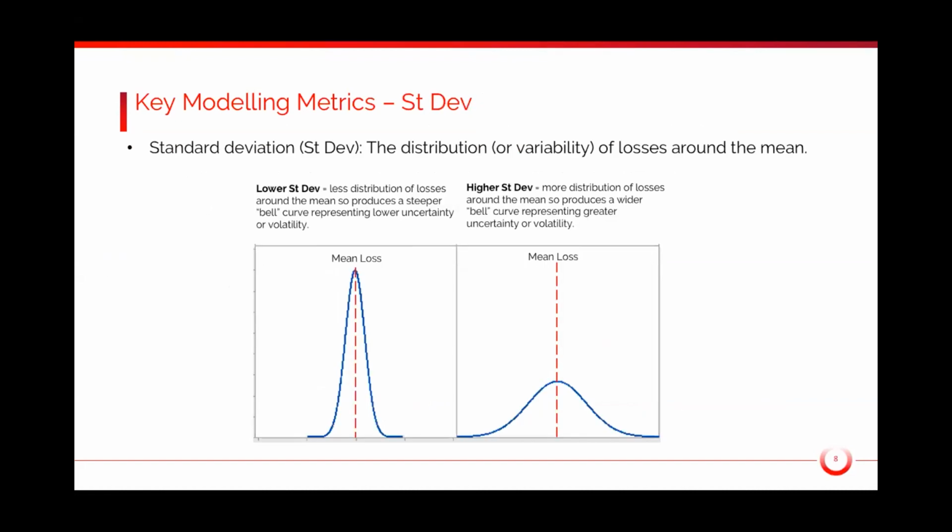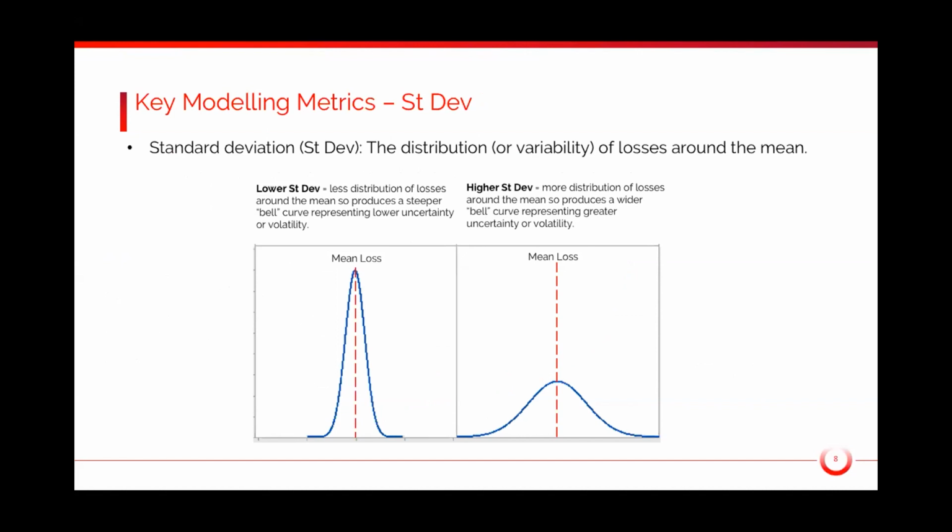And I just want to move on to standard deviation. This might take a lot of you back to maybe high school maths. Standard deviation is the distribution or the variability of losses around the mean. So on the left-hand bell curve we have here, this is quite a steep distribution where a lot of the losses are actually quite close together, and this represents a lower standard deviation.